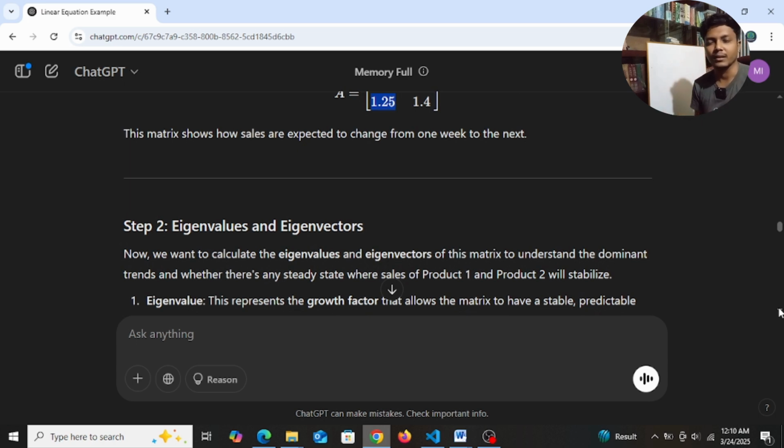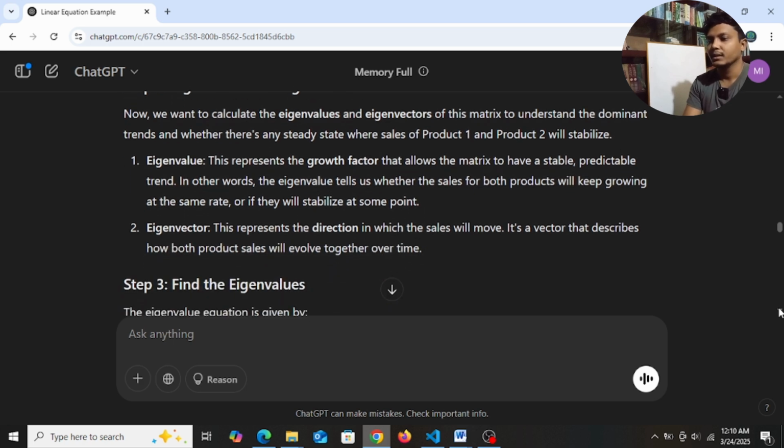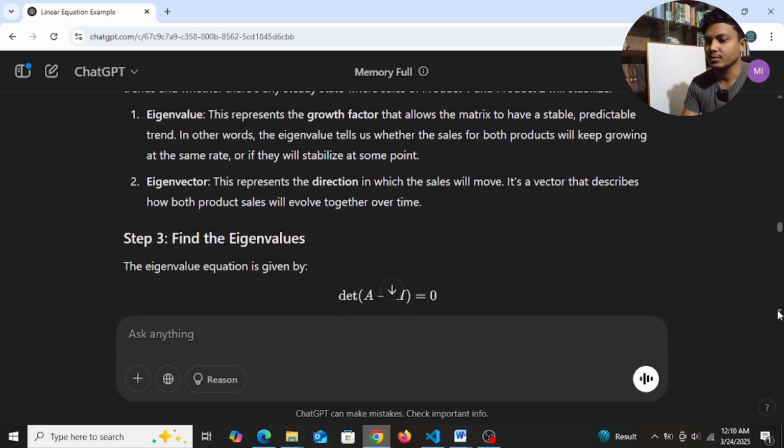Now we'll understand how these terms come into action, right? We want to calculate the eigenvalues and eigenvectors of this matrix to understand the dominant trends and whether there is any steady state where sales of product one and product two will stabilize. The eigenvalue represents the growth factor that allows the matrix to be stable. So you can read this, guys. Now we will see actually how this works.